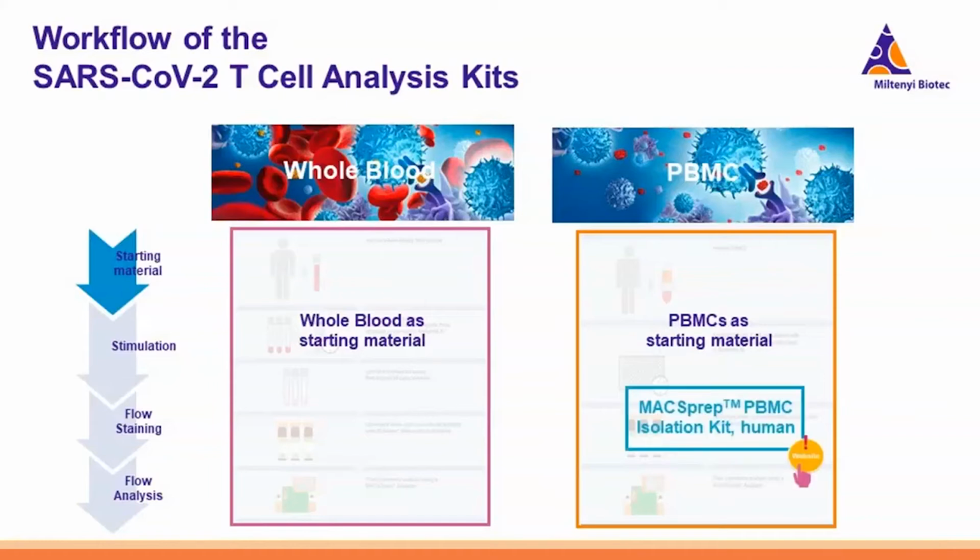So for the safe and easy isolation of PBMC from blood samples without gradient centrifugation, the MaxPrep PBMC isolation kit human was developed. This kit can be perfectly combined with our SARS-CoV-2 T-cell analysis kit PBMC. It performs reliably for every separation and keeps user inconsistency low. This helps to further standardize your T-cell assays. So please follow the link here to get further information on the kit.